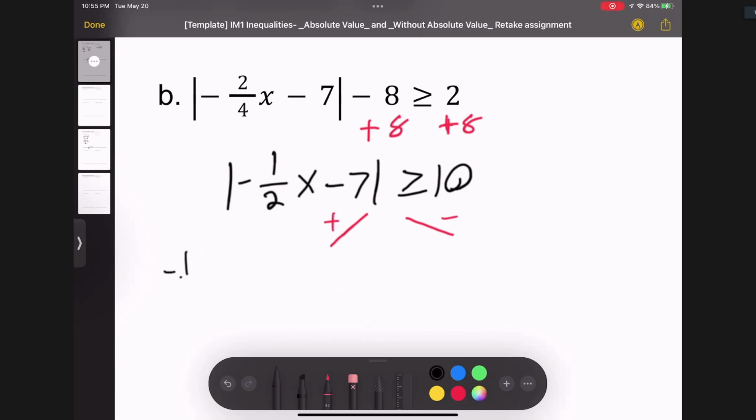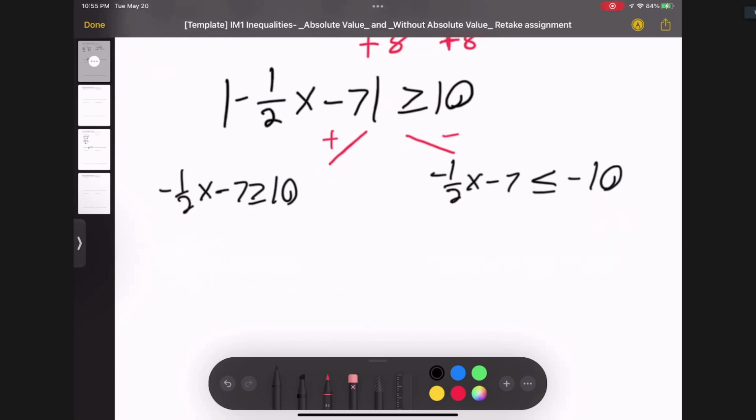Okay, so we got -1/2 x minus 7 greater than or equal to 10. Then on this side, it's going to be -1/2 x minus 7. We got to switch the inequality symbol. This is going to be -10. Now, this right here is going to be the same operations, adding 7 on both sides, adding 7 on both sides. You're going to see it's the same type of operations, but just different numbers.